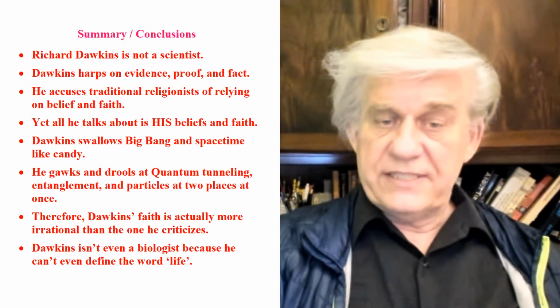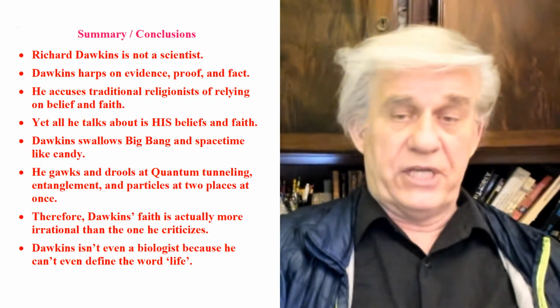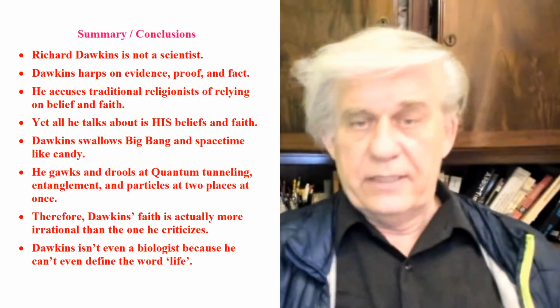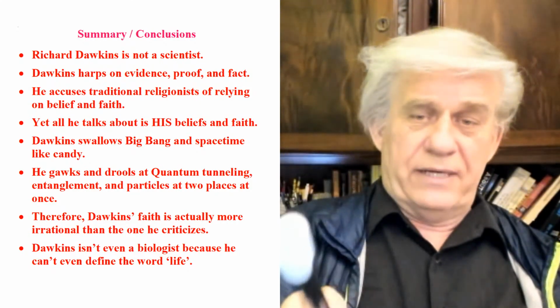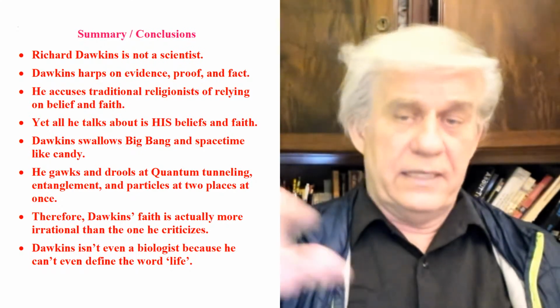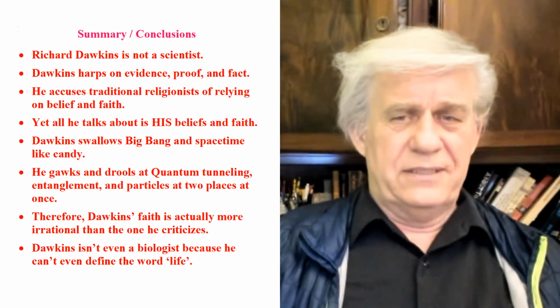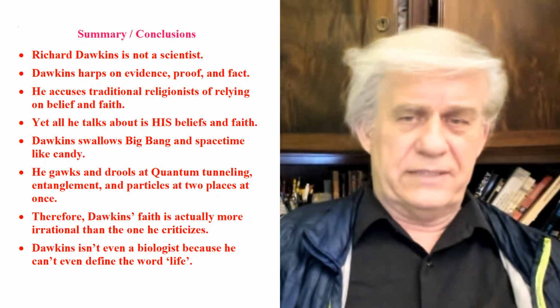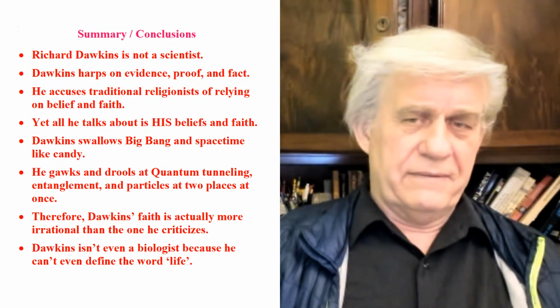Therefore, Dawkins' faith is actually more irrational than the one he criticizes, because at least I can imagine God making, here, he's got his magic wand, I got mine, okay? And he goes, abracadabra, and suddenly the universe comes to be. Fine, I can imagine at least that. I can imagine God with a magic wand. I cannot really imagine how he made that in zero time. That's something the religionist has to prove or explain, really, right?